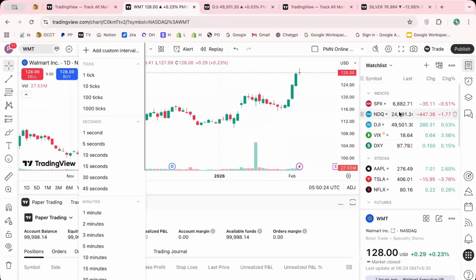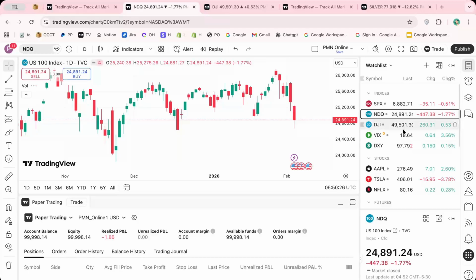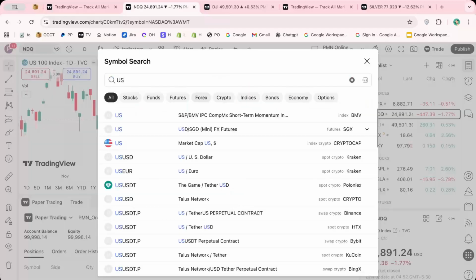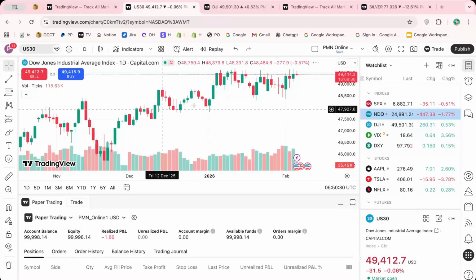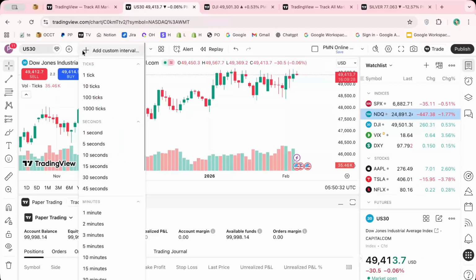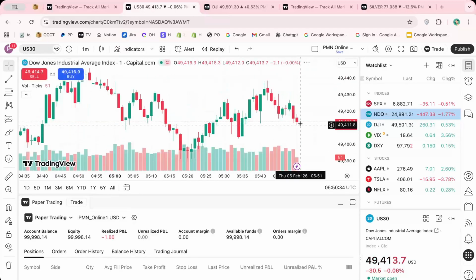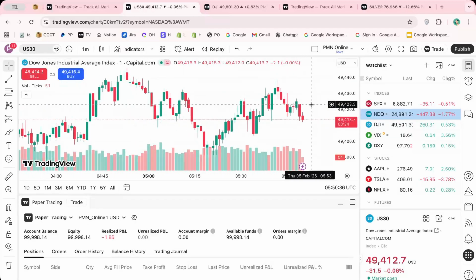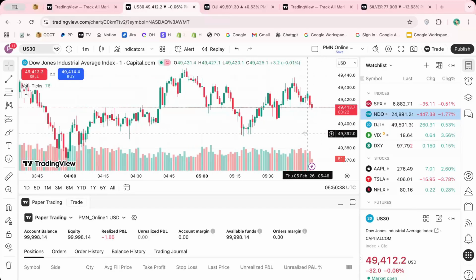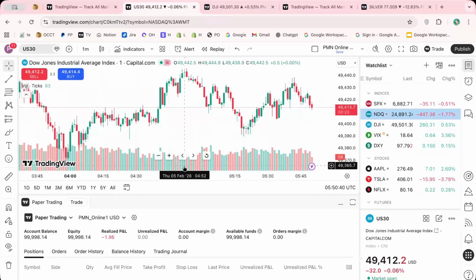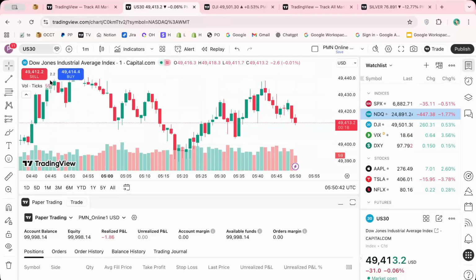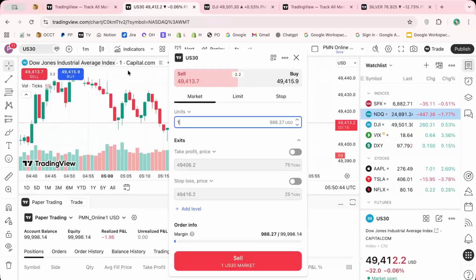Now that we have paper trading enabled, it's time to get into the fun part, opening the order panel. This is where all the magic happens. Look to the right-hand side of your chart. You should spot two buttons labeled Buy and Sell, or you might see a plus symbol on the chart. Click on these to bring up the order panel. This is where you'll place your trades, and today our focus is on short selling.